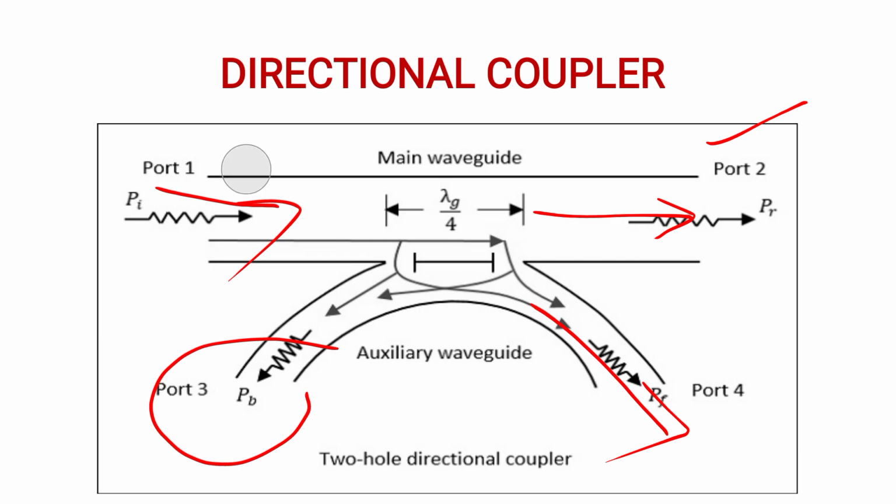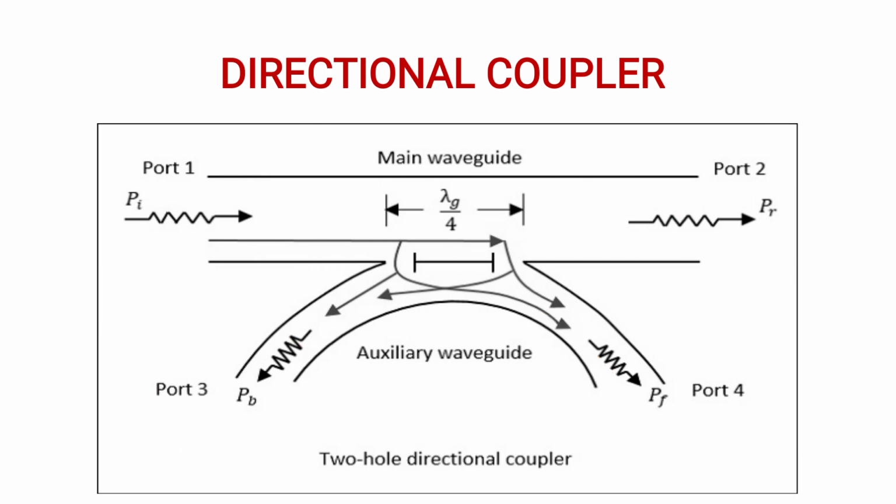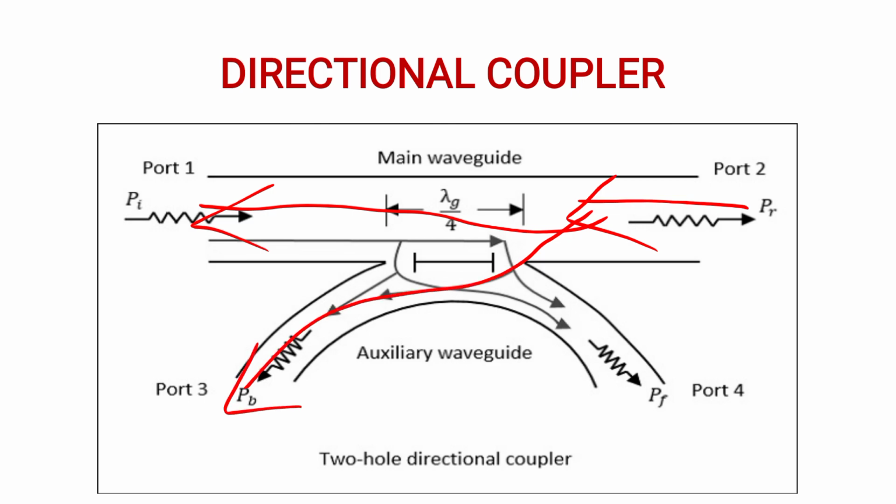Similarly, when we incident a power at port 2, this power is delivered to port 1 and port 3, not to port 4. In this case, port 4 is called the isolated port, and the power delivered at port 3 is nothing but forward power. This is the ideal case.